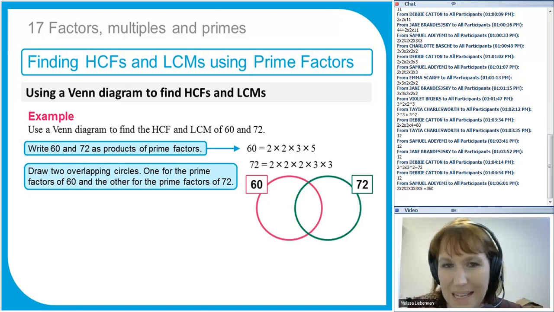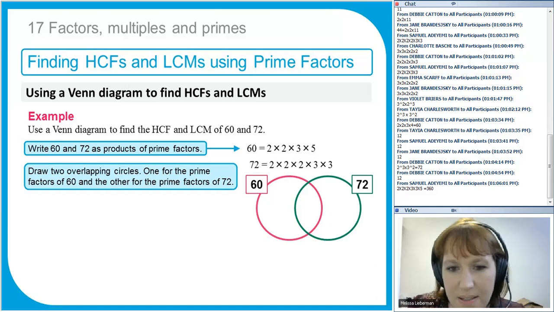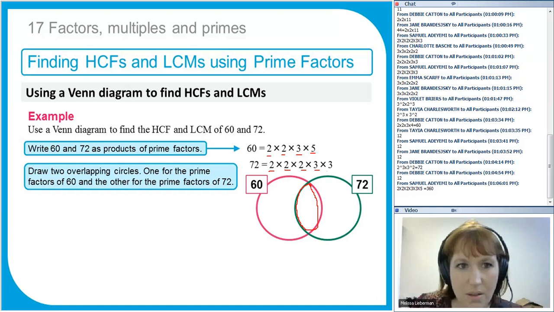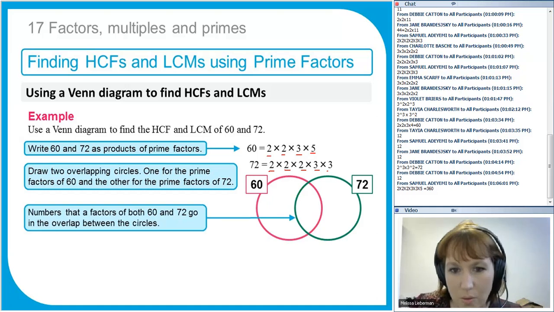So in the pink circle, we're going to put these numbers, 2, 2, 3, and 5. And in the green circle, we're going to put these numbers, 2, 2, 2, 3, and 5. And in the bit in the middle, we're going to put the numbers that are in both lists. So it will work something like this. There's a 2 in both of these here, so I'll put a 2 in here. And then I've got a 2 here and a 2 here, so I'll put that there.